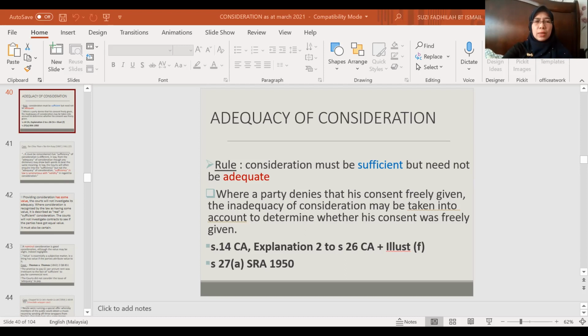But then the court will look at whether the consent was freely given or not. So the two requirements are related, or intertwined. Actually, we go back to our slides.